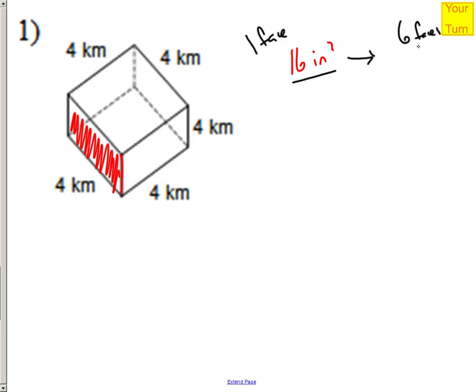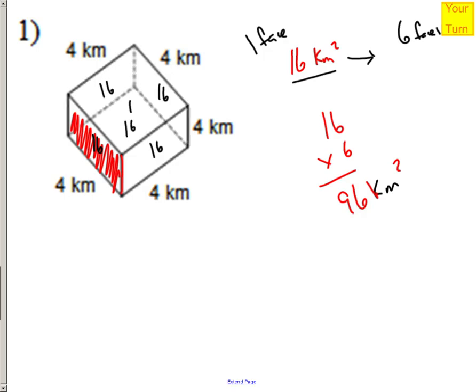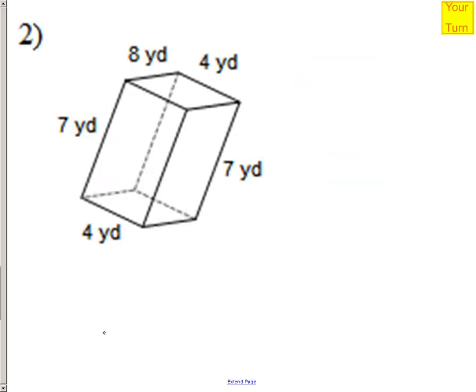We have 6 faces total. So if we take this area and times it by 6, 16 times 6, you'll get 96 kilometers squared. And I'm sorry, I shouldn't have put inches squared there. I should have put kilometers squared. And if you don't believe me, look, here's 16 there. Here's 16 for this face, 16 for that face, 16 for that face, and then we've got the front and back faces, 16 and 16, and that's 6 different faces that all have the same area of 16, and so that's what we're doing. It's 96 kilometers squared. Try this one.